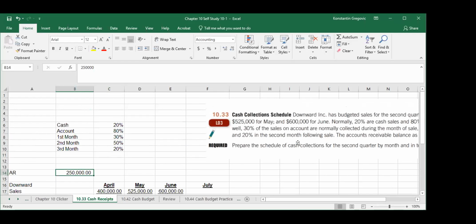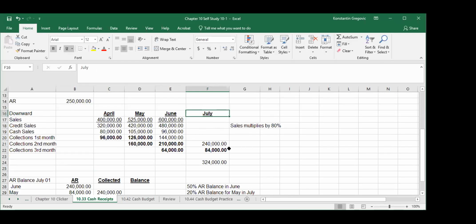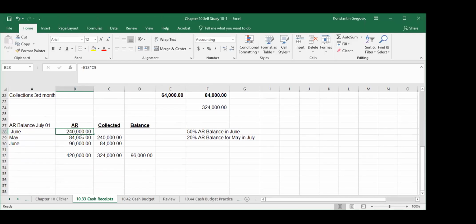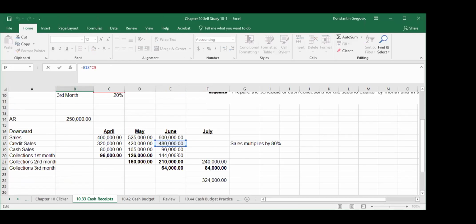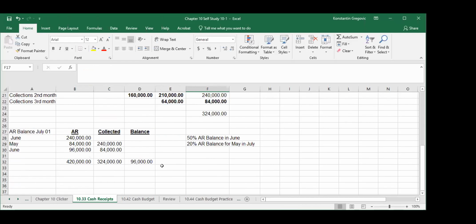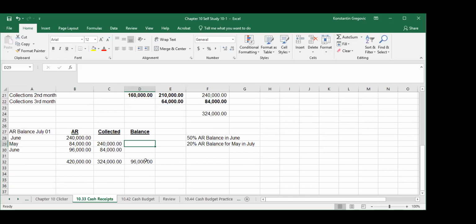I don't think the question asked about an accounts receivable, but what you want to do is calculate an accounts receivable for July. The way you calculate this, what did you collect in AR? You collected 240,000. Basically, what did I collect and what's left over, what I didn't collect? You should come out to 96,000. What did I collect in May, June, and whatever's left over is your balance.